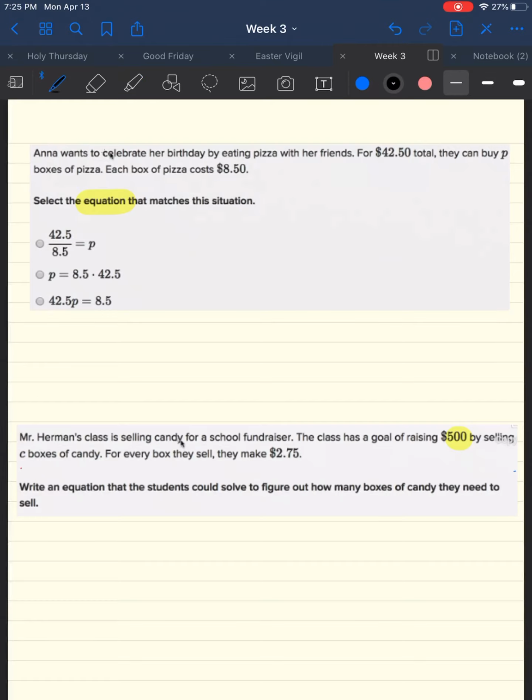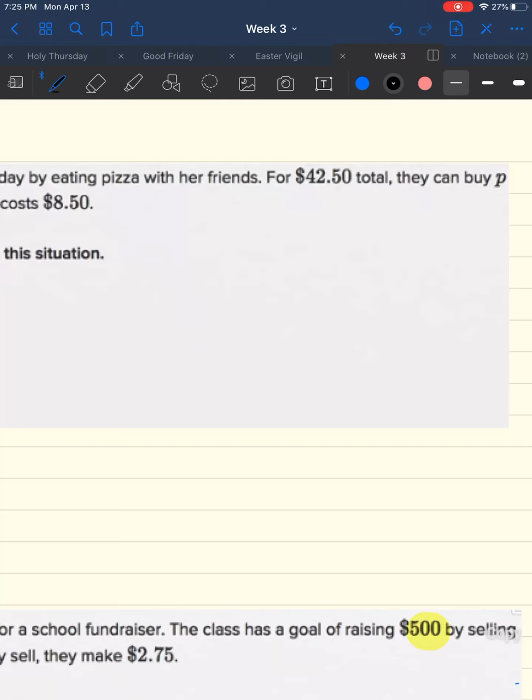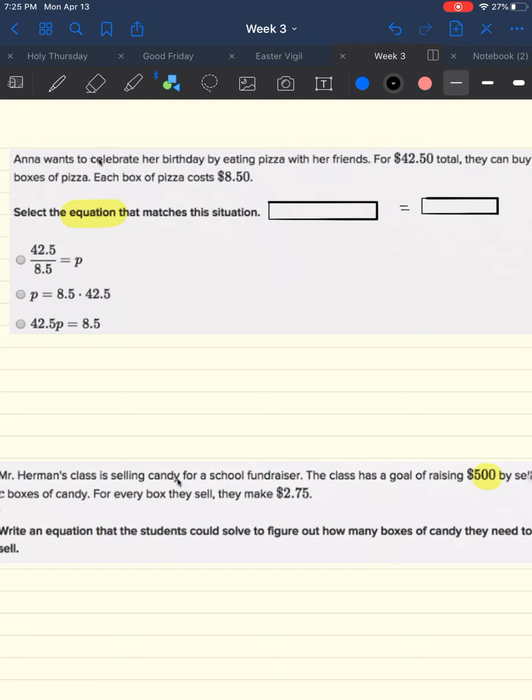So knowing that it wants an equation, we can automatically say, hey, I know that an equation is two things that are equal to each other. So I know that I can set up my expression equal to my total. And let's just go ahead and start inserting things into our structure so that we can start building the equation.